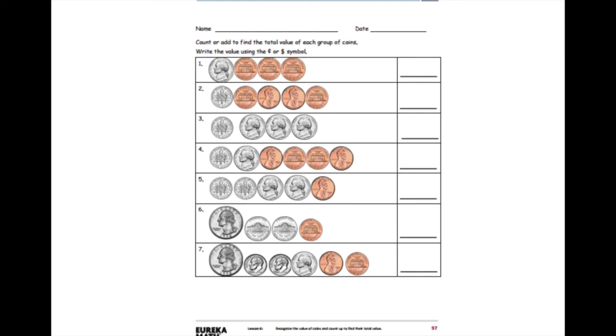So let's go ahead and I'll give you just like 30 seconds to get started on this. We're just adding up the coins and we're putting the value of those coins in this slot. So for this first one, 5 cents for 1 nickel, and then 1, 2, 3 cents for these 3 pennies is going to be 5 plus 3 equals 8. So 8 cents would go here. That's how you're going to do it.